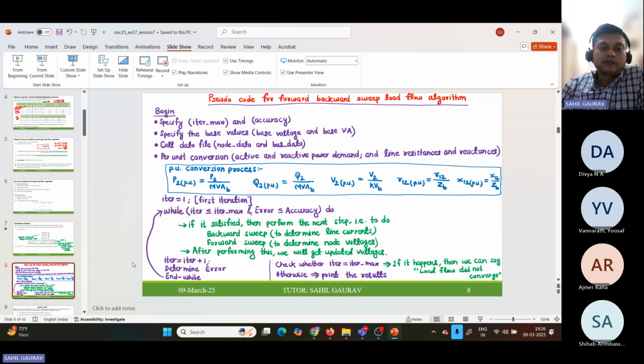In the backward sweep, we first find the load current, and then we find the line current. After finding the load current and line current, we go to the forward sweep, where with the help of the reference node, we find the subsequent voltages at different nodes.